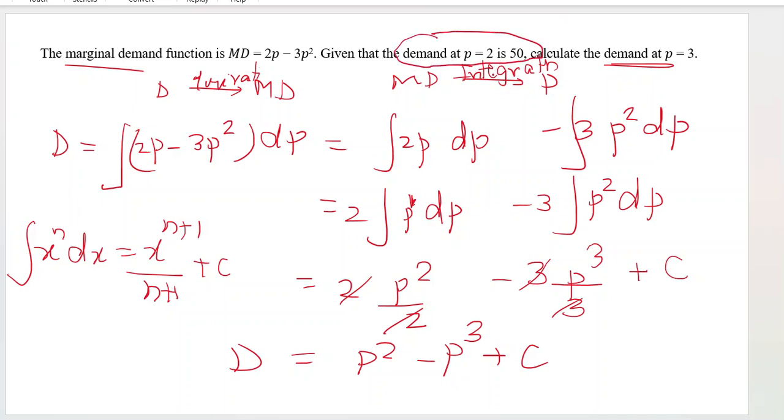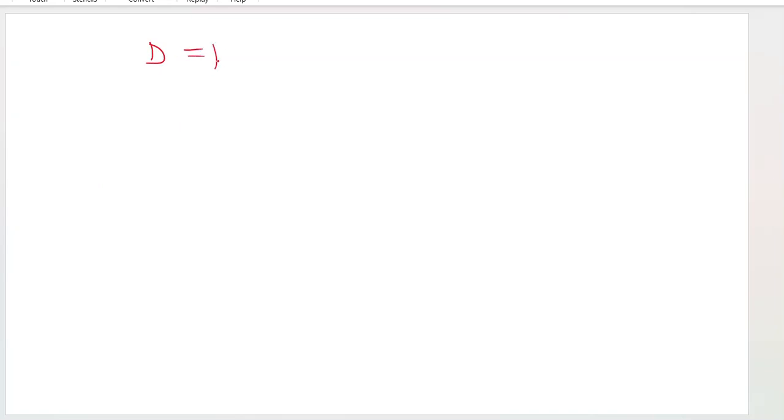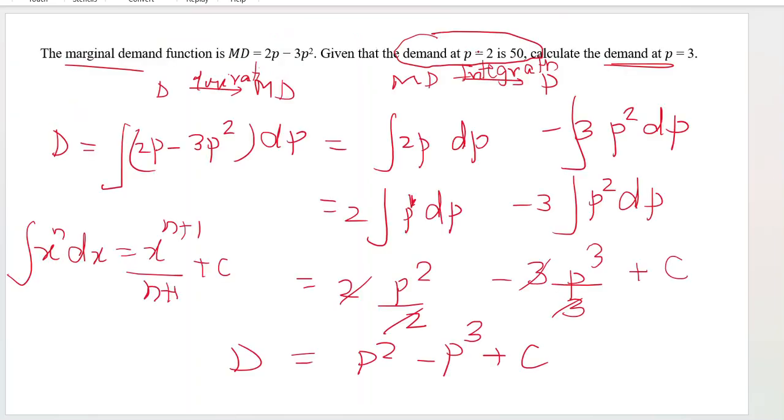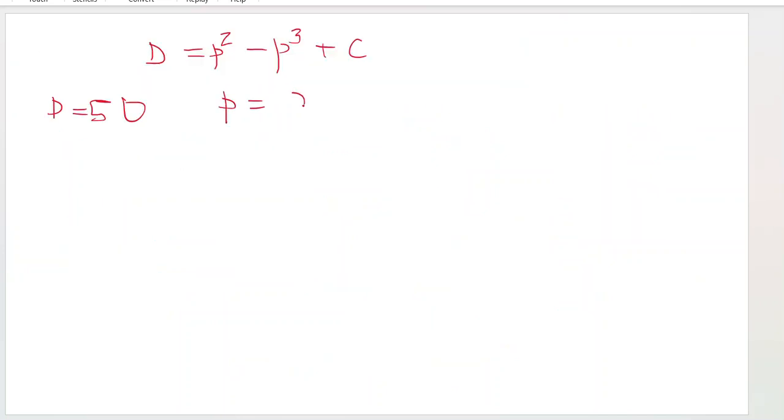Demand at p equal to 2 is 50. Now basically this is given to find the value of c. Usually in economics there is nothing called c, so we have to find this value of c. So what we do is, we use this expression d is equal to p square minus p cube plus c. We put d is equal to 50 because we are given demand at p equal to 2 is 50. That means demand is 50 and p is 2. So we will put 50 here.